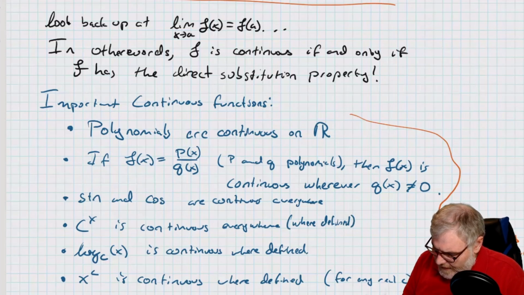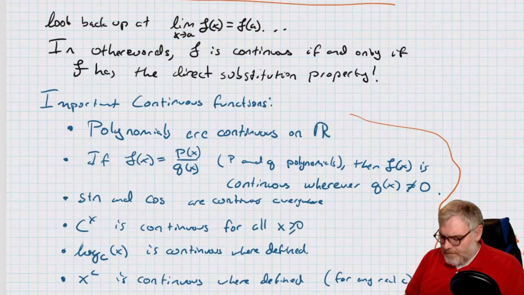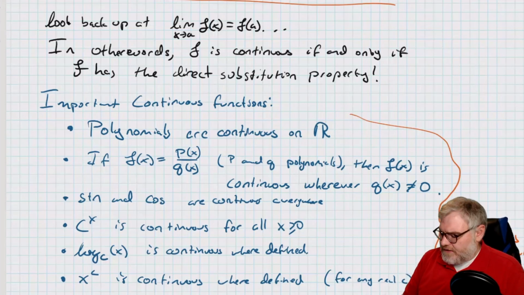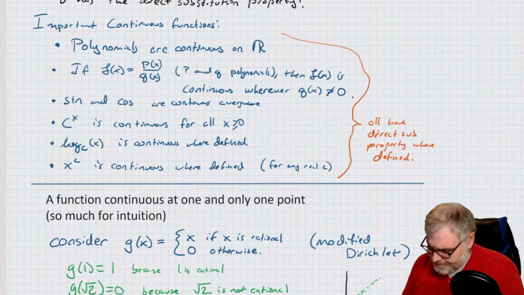So this is not everywhere. The logs are continuous where defined. X to the c is continuous where defined, for any real c. All of these are continuous functions because they all have the direct substitution property.